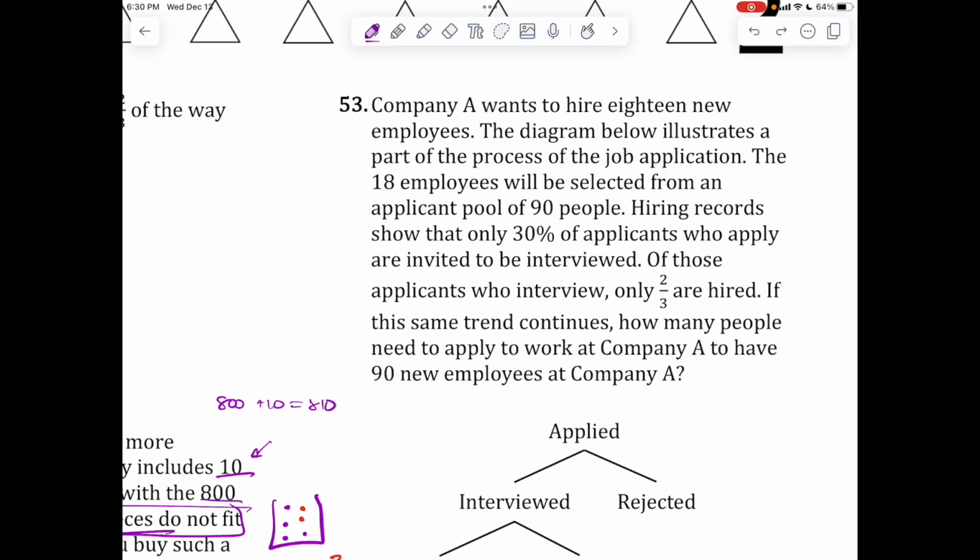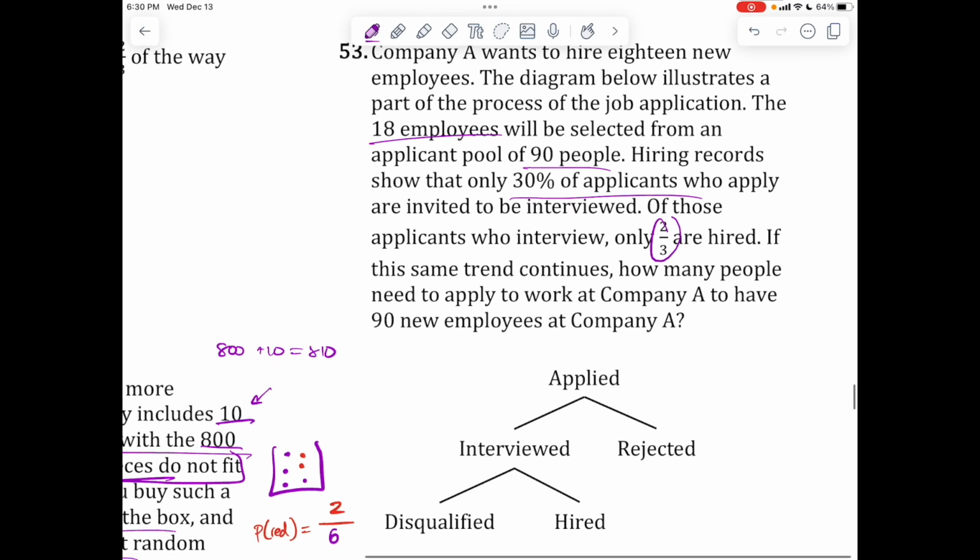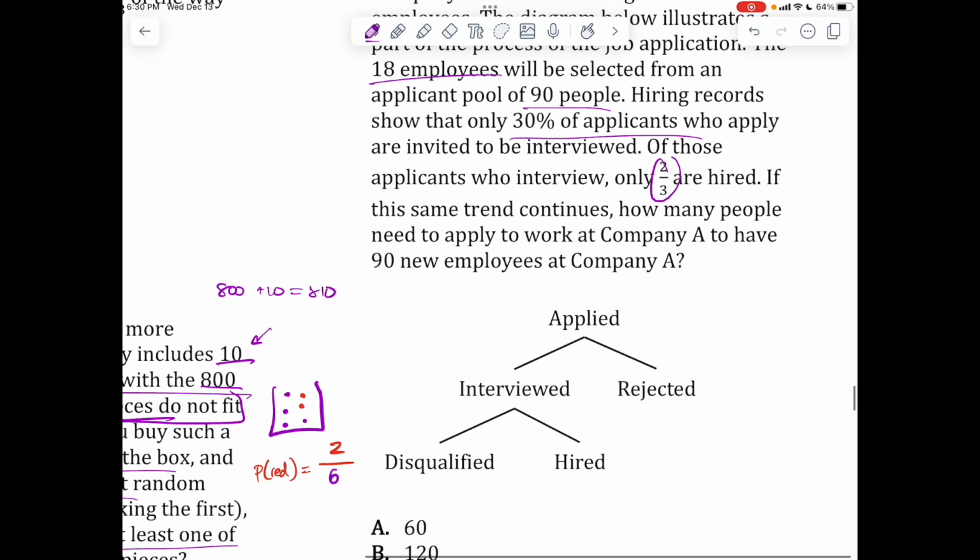Company A wants to hire 18 new employees. The diagram below illustrates a part of the process of the job application. 18 employees will be selected from an applicant pool of 90 people. Hiring records indicate that only 30% of applicants who apply are invited to be interviewed. Of those applicants who interview, only 2/3 are hired. If the same trend continues, how many people need to apply to work at Company A to have 90 new employees at Company A?